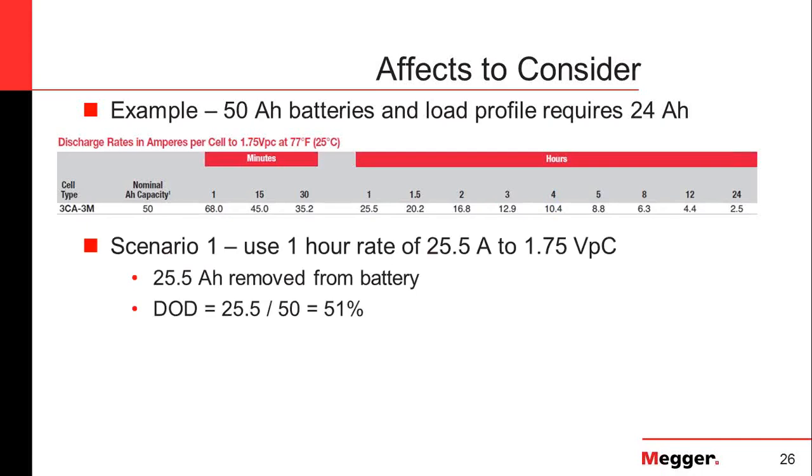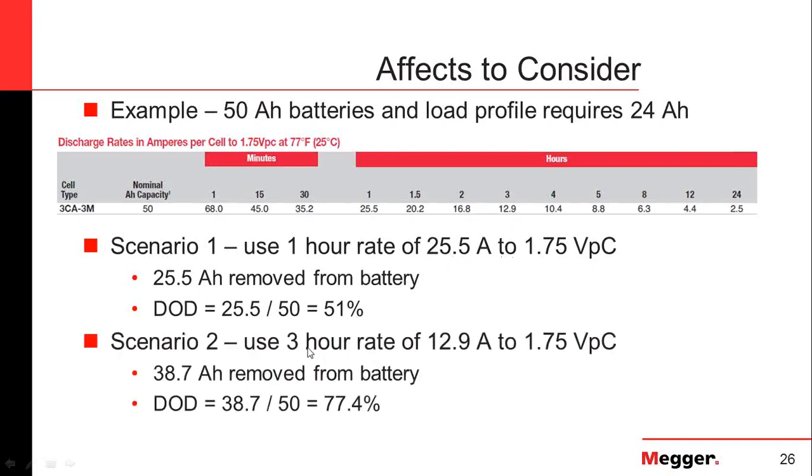Now, scenario 1, to do this test, let's say I chose the 1 hour rate of 25.5 amps. So I removed 25.5 amp hours from the battery. My depth of discharge is only 51%.